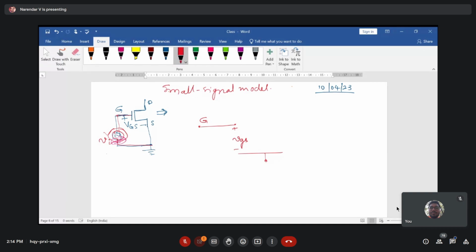So what is going to happen is that here we have the current, and we get the transconductance gm times VGS, based on the input that you apply along with your DC biasing conditions. And this is referred to your drain terminal, source terminal.